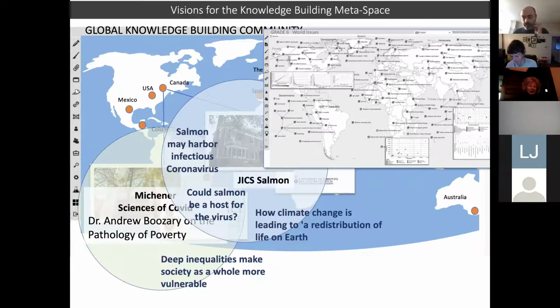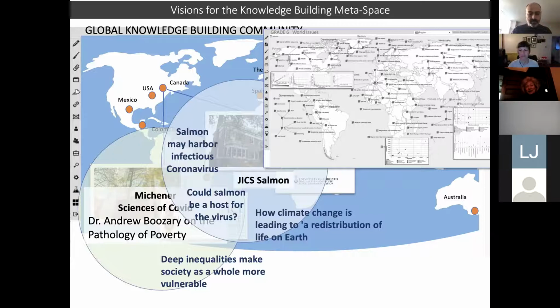And I found some things that were really new to me and quite surprising. I didn't know that salmon may harbor infectious coronavirus, and that there's huge economic issues around salmon possibly being a host for the virus. So two, for me, new ideas coming out of these seemingly disparate and unconnected areas. Then I looked a little bit further, and in the COVID-19 series of the Michener Institute, there was a talk given, The Pathology of Poverty.